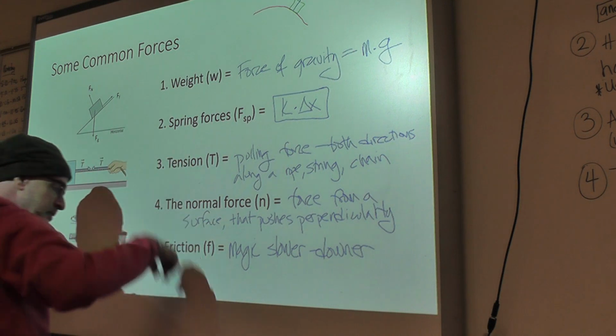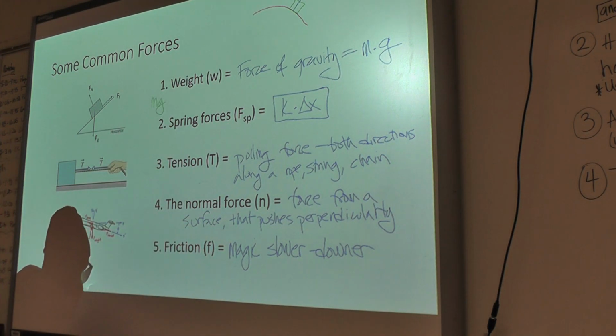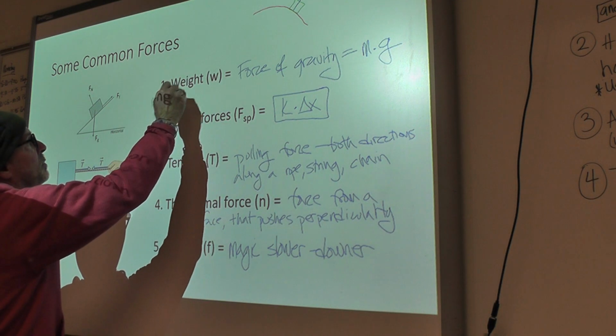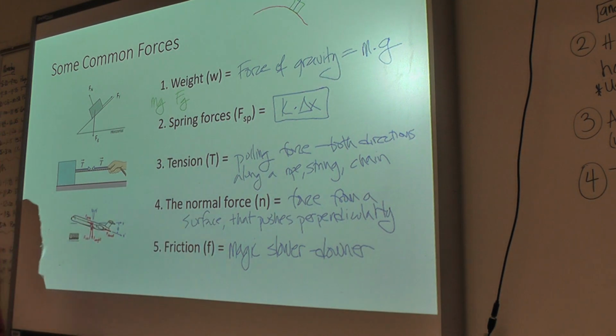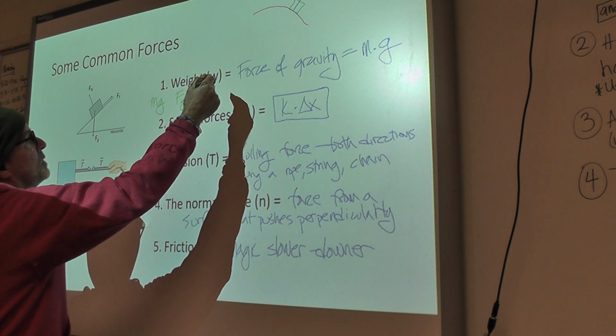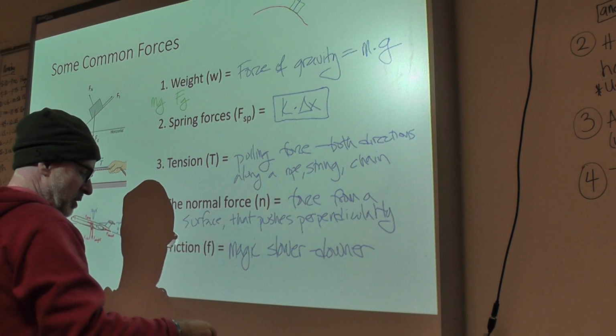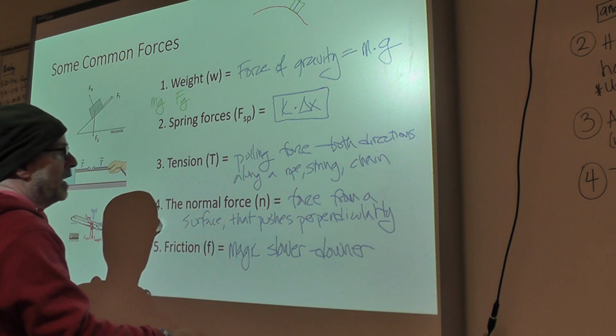For weight, a lot of times people will just use mg, because that's weight. A lot of times people will use F with a little g, the force of gravity on an object. That's true as well. I think those are the two most common. There's probably other ways that people refer to it as well.